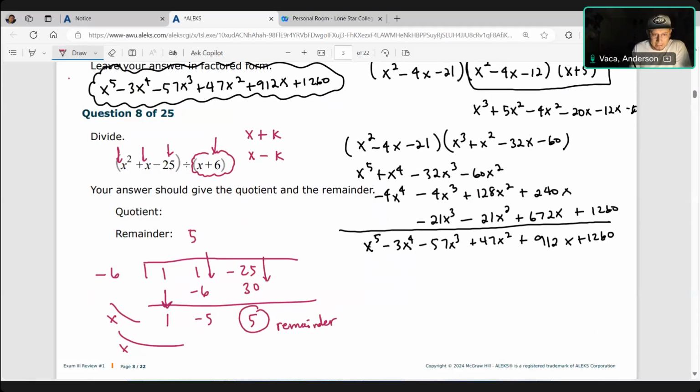Okay. And then this will be the constant, and this will be the coefficient of the x. Remainder, constant, and then this will be the coefficient of x. So the quotient is x minus 5.